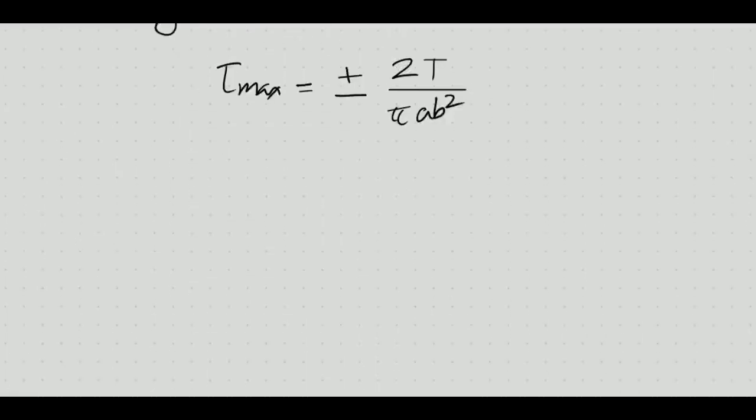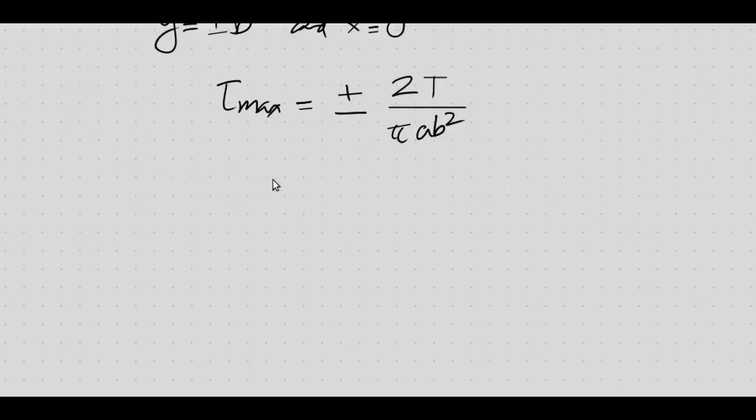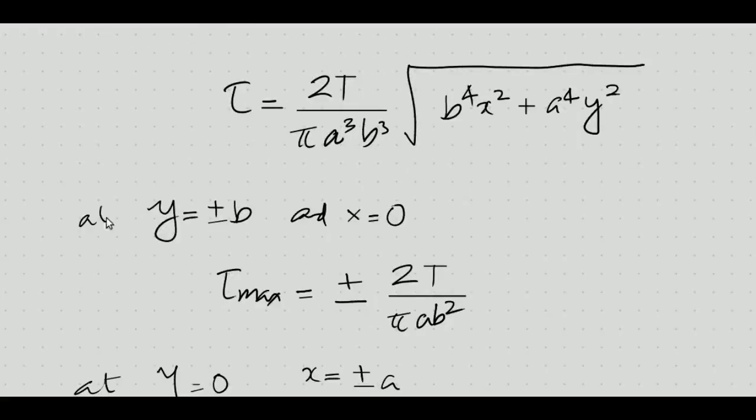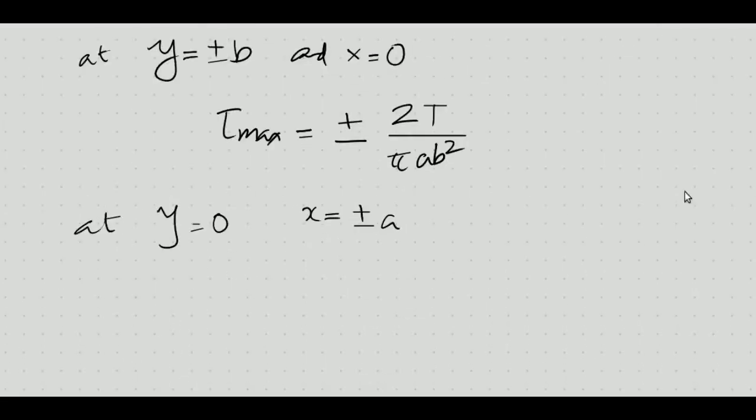Similarly, the minimum shear stress will be at y = 0 and x = ±a, which means the two extreme ends of the major axis, and the minimum shear stress can be written as τmin = ±2T divided by π a² b.